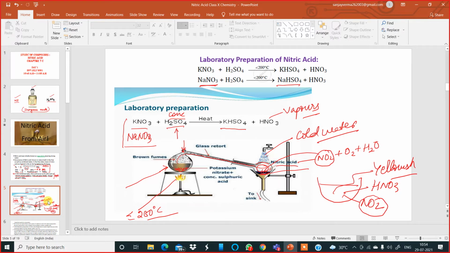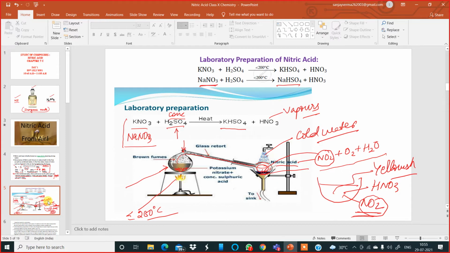Otherwise, pure nitric acid is a colorless acid. But the nitric acid which is obtained in the chemistry lab is yellowish in color. Why is it yellowish in color? Because of the dissolution of reddish brown nitrogen dioxide gas in the acid. Now, how does this decomposition reaction happen? Because the temperature of the reaction is responsible for decomposing the nitric acid.